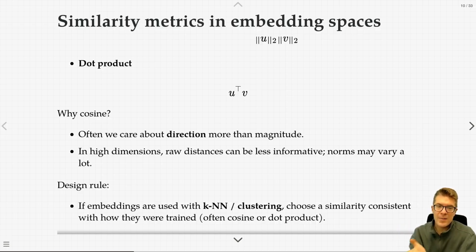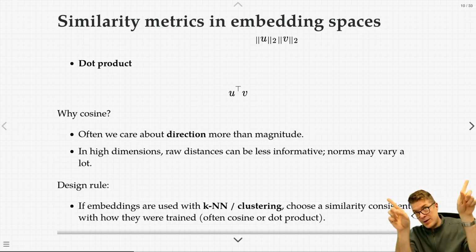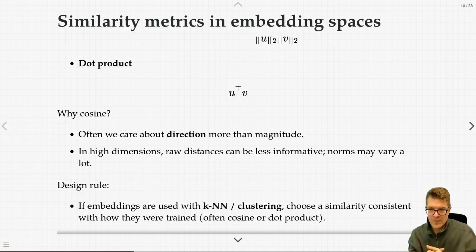But in high dimensions, raw distances can be less informative. If you have a very highly dimensional space, like embeddings, where the dimension d is 300, 400, 500, or thousands or millions increasingly, then because of something like the curse of dimensionality, the distances don't matter so much, but the angles between points matter a lot more. So cosine is a standard way of comparing how far apart points are.